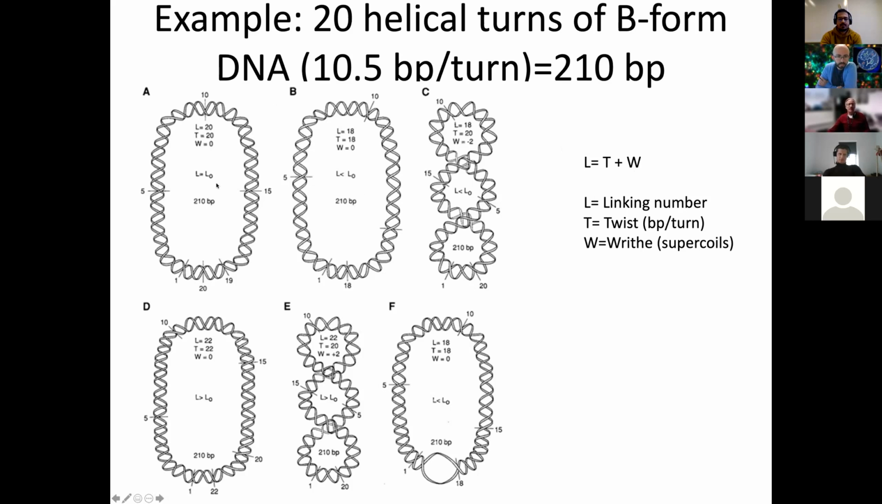So right now, the DNA is very happy, it's relaxed, and the linking number is equal to the relaxed state, or L0. If I take the DNA and I break the 2 strands, and I underwind it 2 full rotations and ligate it back together, then the twist is at 18, and the linking number is 18. But the linking number is less than L0, and as a consequence, the DNA does not like this because the bases are not stacked properly anymore. The phosphates are too close together, and as a consequence, it wants to get back to a ground state. To do that, it adds 2 supercoils.